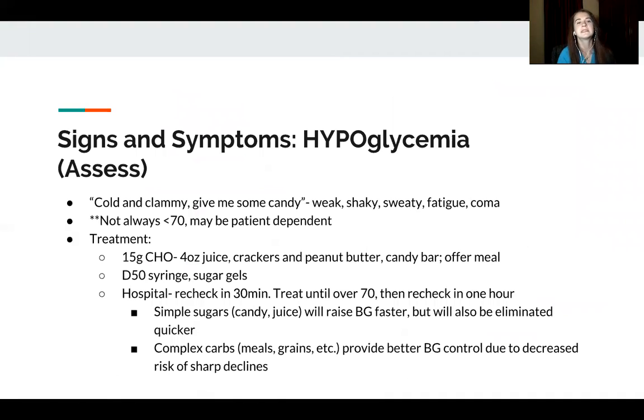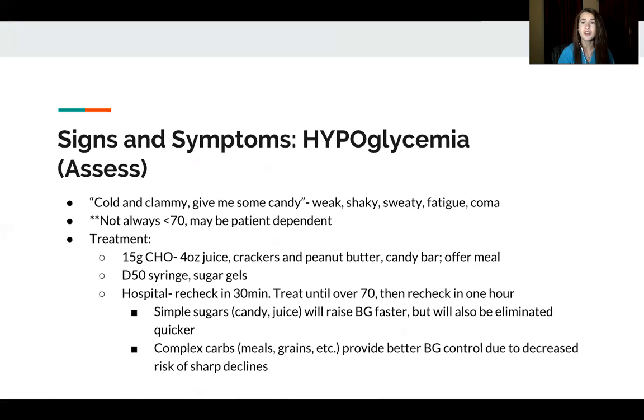So here we go, signs and symptoms. We already talked about hyperglycemia being the 3 Ps, polyphagia, polyuria, and polydipsia. Hypoglycemia is actually even more dangerous because this can cause a patient to get into a coma very fast. A little acronym that I like is cold and clammy, give me some candy. So these patients are really cold, but they also may be sweating, they're fatigued, they're very weak.